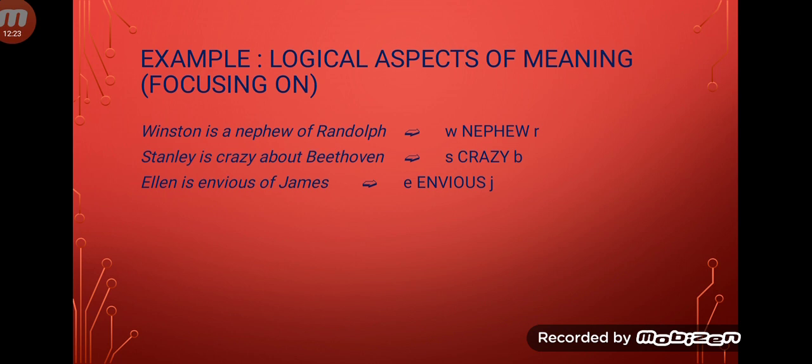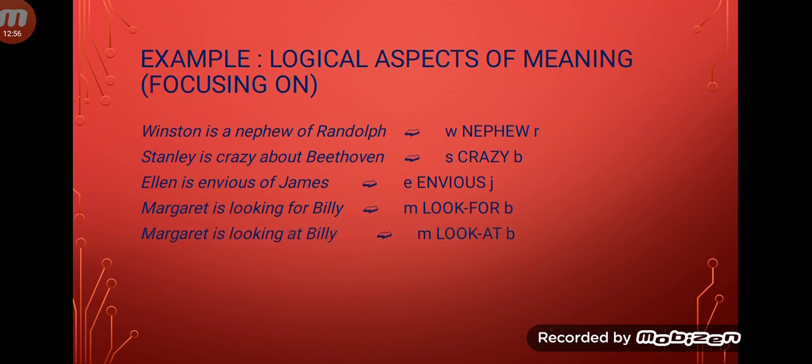just write P. Ellen is envious of James. Ellen, we just write lowercase e, and then envious becomes the predicator, and then James we just write j. Margaret is looking for Billy. Margaret we just write m in lowercase, and then looking for, look for, Billy, just write b.